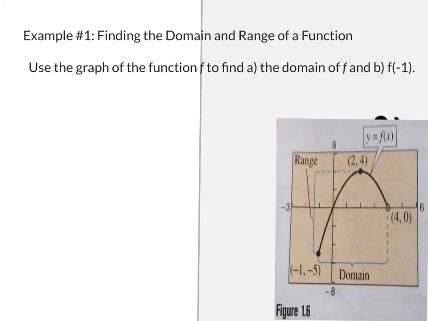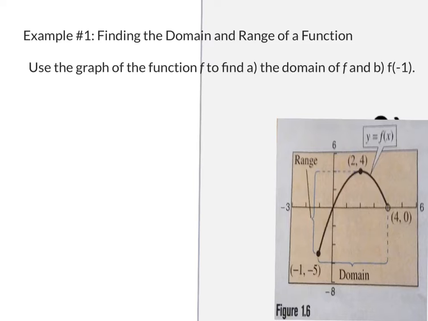All right, so in example 1, it says use the graph of the function f to find a, the domain of f, and b, f of -1. So the domain we're going to focus on first. It's kind of already shown to you in this picture. But our domain, remember, domain goes from left to right. So your furthest left point to your farthest right point.